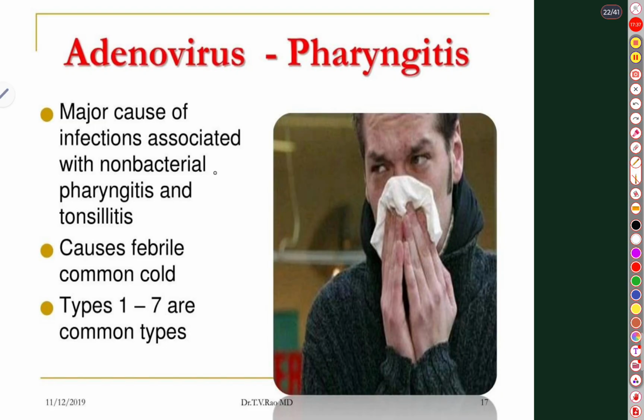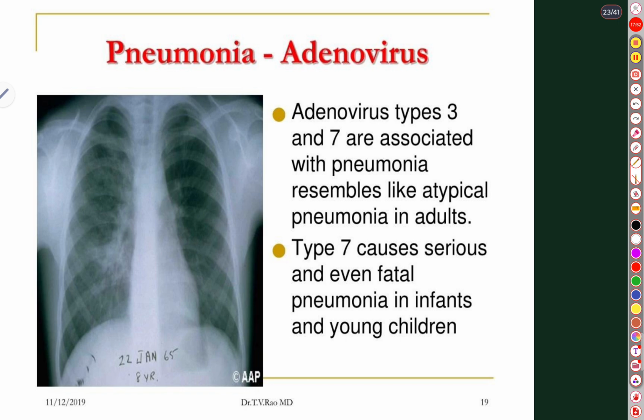Achha, what is the adenovirus then pharyngitis? It is the major cause of infection associated with the non-bacterial pharyngitis and tonsillitis. The causes febrile common cold. Generally, the type 1 to 7 are the common types which are involved. Then in pneumonia, generally the type 3 and 7 are associated. This is an atypical pneumonia in the adult, but the type 7, generally the type 7, it causes serious and even fatal pneumonia in the infant. Just remember it, it may come as an MCQ. Serious and even fatal pneumonia caused by type 7 adenovirus. Okay.